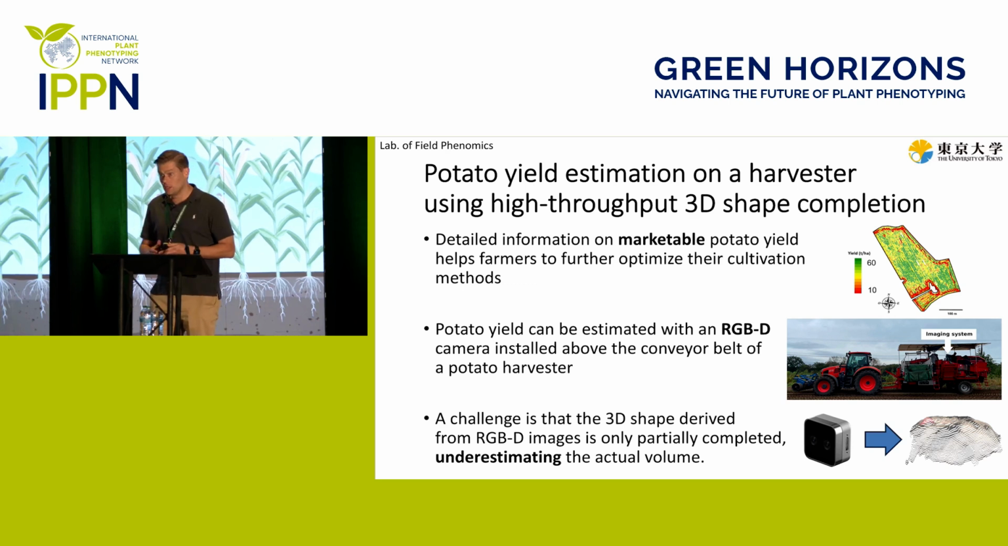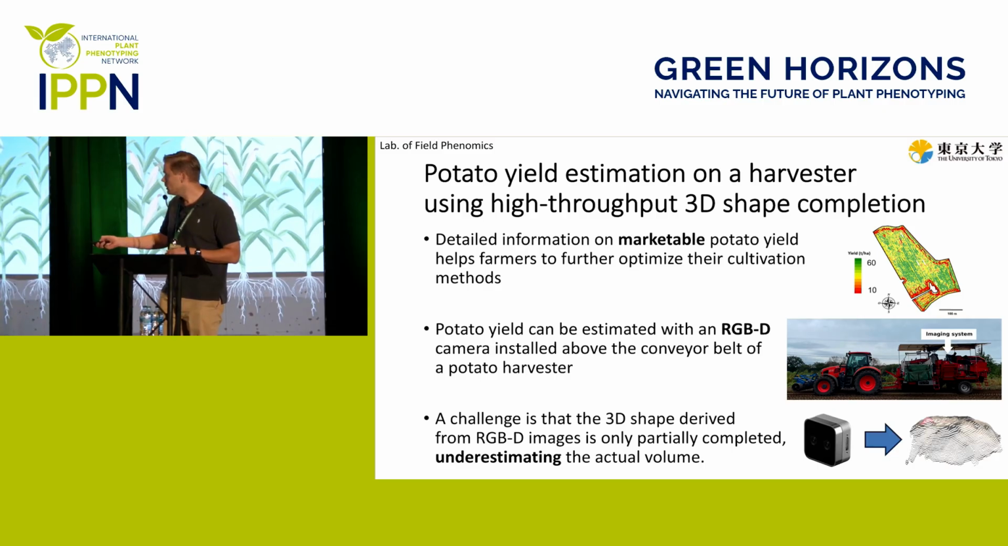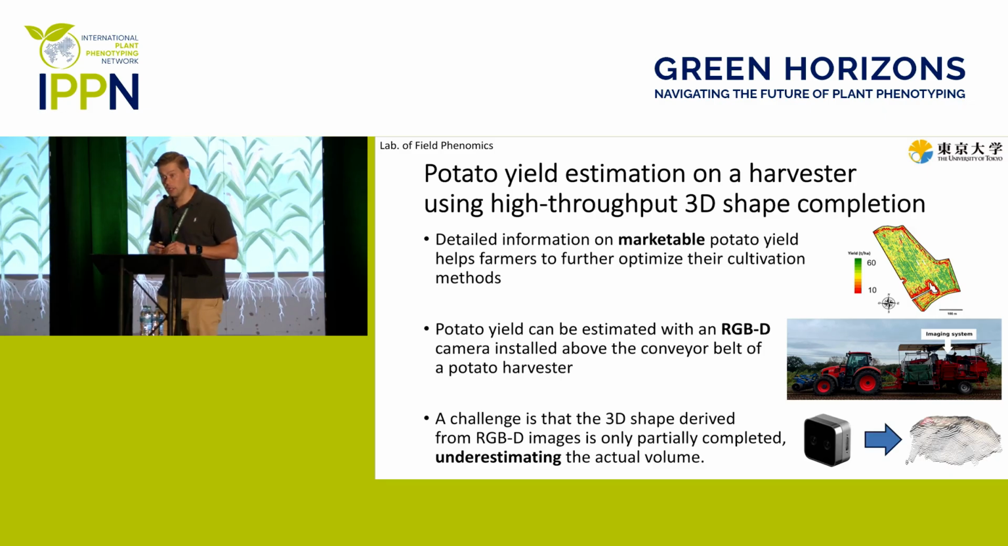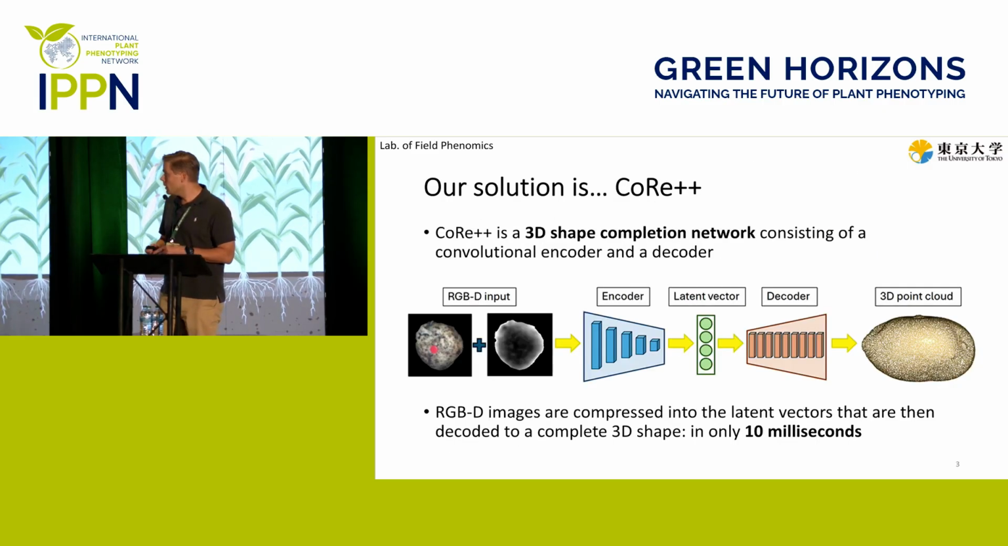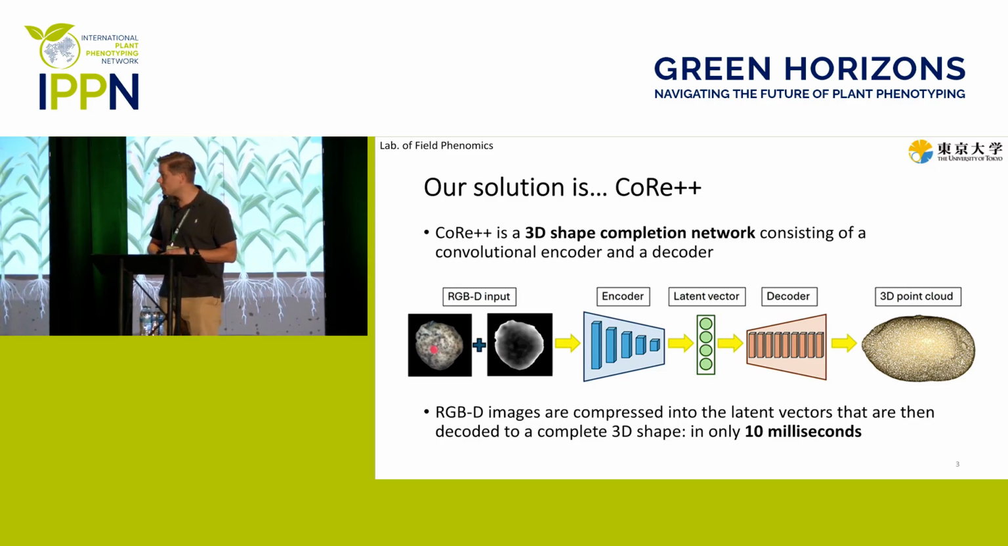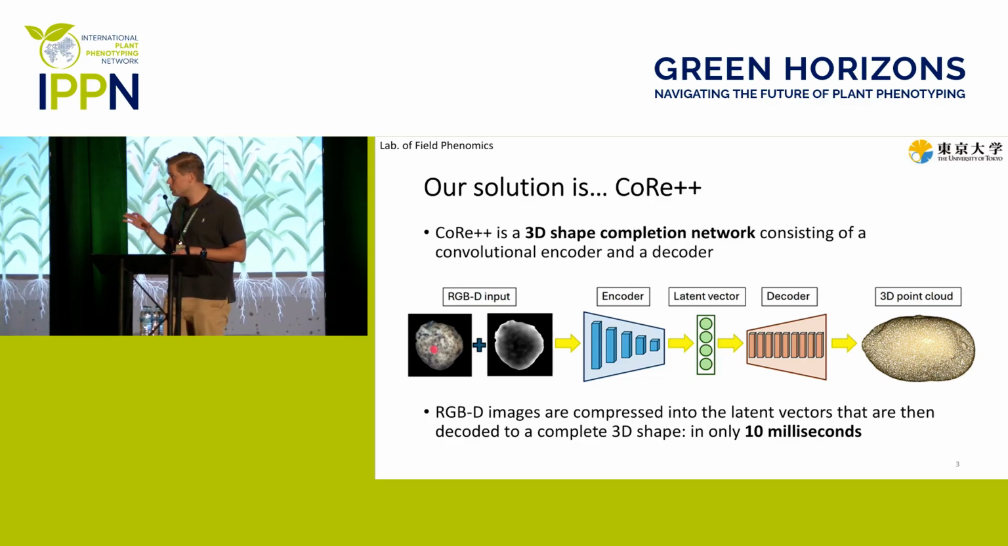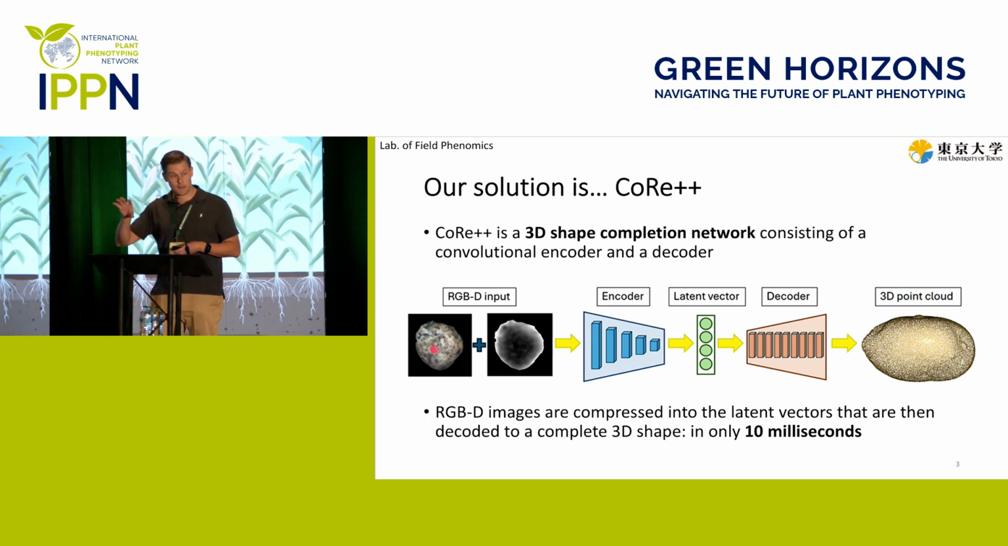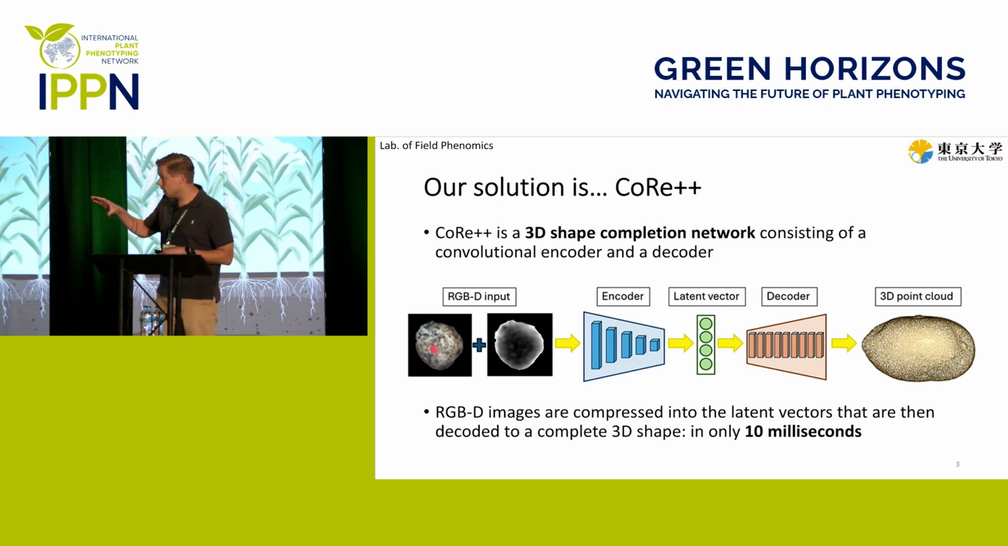But one of the challenges when having RGBD images, which can be seen in this graph, is that the point cloud is only partially completed. So actually you underestimate the actual volume. By taking that problem into account, we have developed a shape completion network. That shape completion network is using the RGBD input of the camera. It encodes it to a latent vector, and then from the latent vector, it decodes it to a complete point cloud.